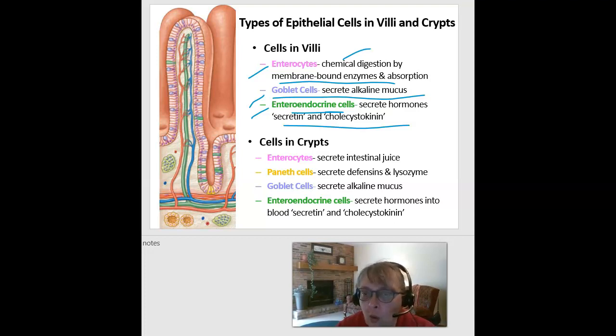Now the only cell that's different in the crypt is a Paneth cell, and you can see it at the base here. And the Paneth cell is a protective cell. You could consider it part of resistance to infection because what these cells secrete, defensins and lysozyme, will break down bacteria.